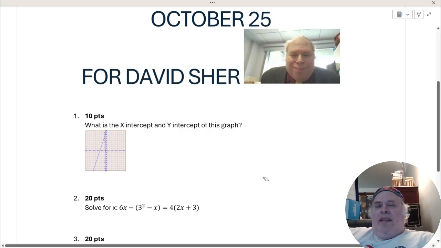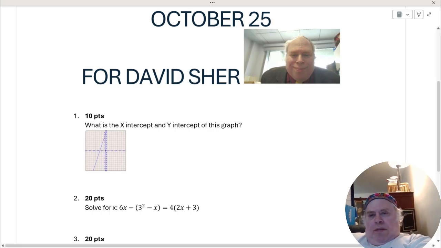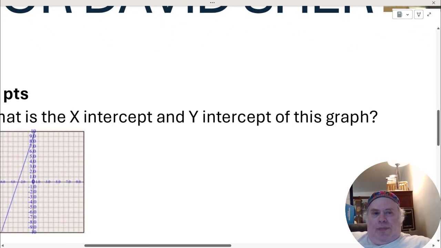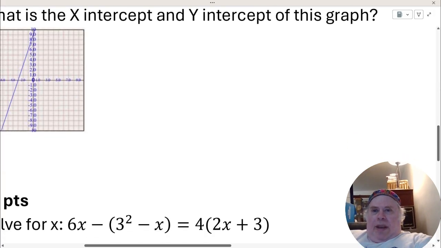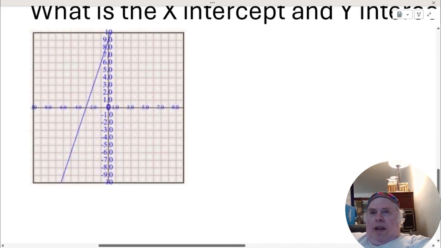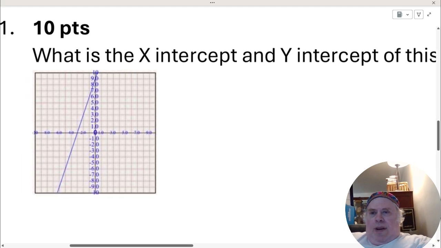This is the first video in the review for exam 2 for Math 109, Algebra and Trig, section M1. To start with, I'm going to do questions 1 and 2 on this video. What we're going to do here is take a look: what is the x-intercept and y-intercept of this graph?